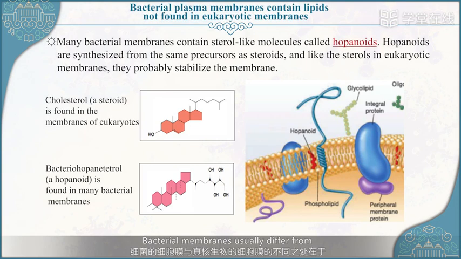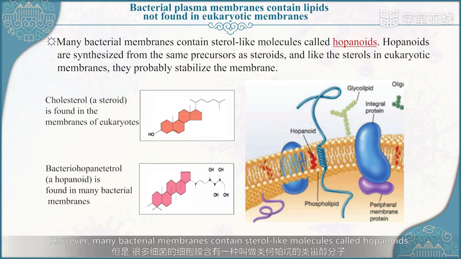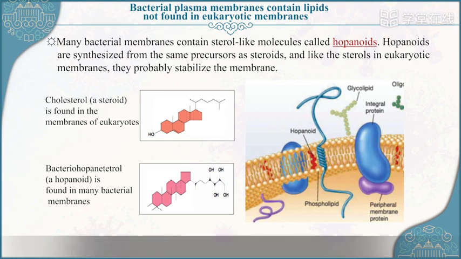Bacterial membranes usually differ from eukaryotic membranes in lacking steroids such as cholesterol. However, many bacterial membranes contain steroid-like molecules called hopanoids. Hopanoids are synthesized from the same precursors as steroids, and like the steroids in eukaryotic membranes, they probably stabilize the membrane.